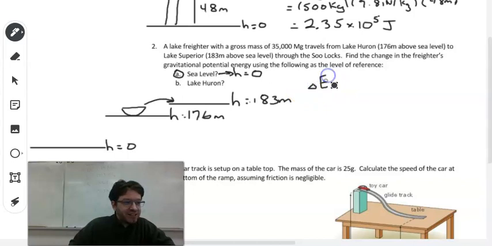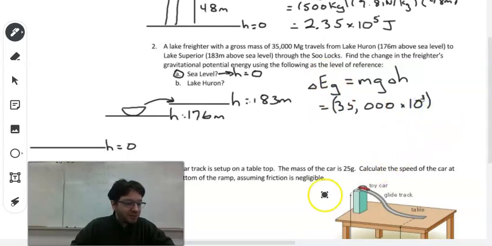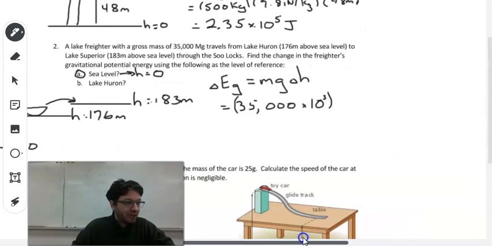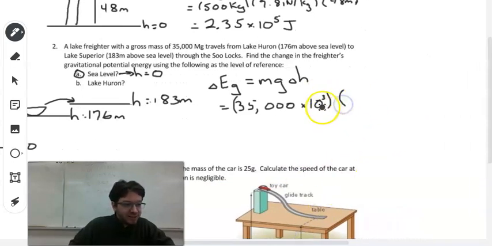Change in gravitational potential energy equals mass times g, which is 9.8, times our change in height. Okay, so our mass is 35,000 megagrams, or 35,000. We'll change megagrams into kilograms, so let's multiply that by another 1,000, or 10 to the power of 3, because we want it in base units, which is kilograms. g is going to be 9.81 newtons per kilogram.